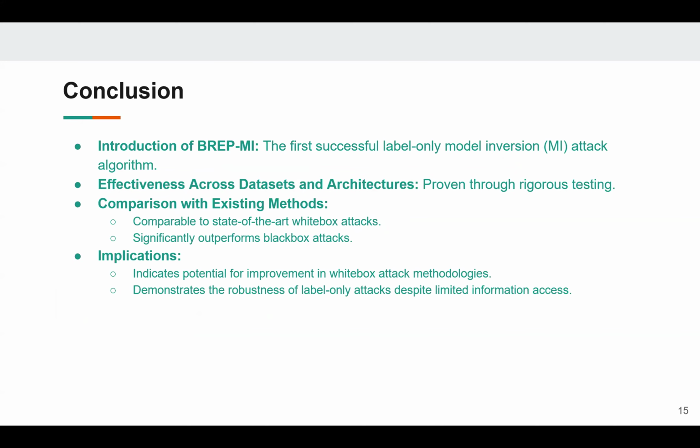In conclusion, in this paper, the authors introduced the BREPME algorithm, a novel algorithm that marks the first successful label-only MI attacks. They test across various datasets and architectures and have shown that not only does their algorithm perform well against the top white box attacks, but it significantly outperforms black box attacks despite having access to less information. This reveals a crucial insight. There's still much to explore and improve in white box attack methods, and label-only attacks have proven unexpectedly powerful, challenging previous assumptions about what's needed for an effective attack. These findings open up new avenues for enhancing the security and privacy of ML models, demonstrating the critical need for robust defenses. So that is all for this presentation.